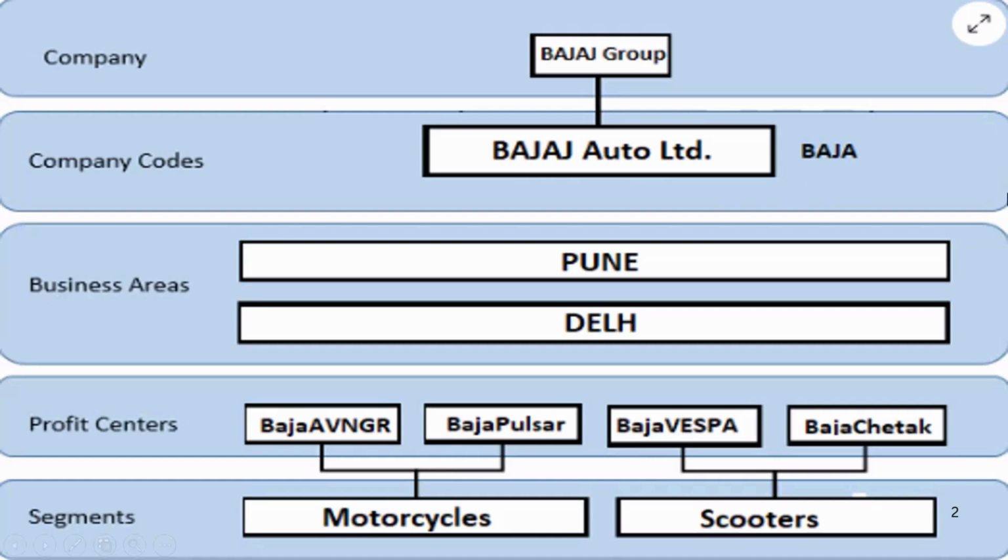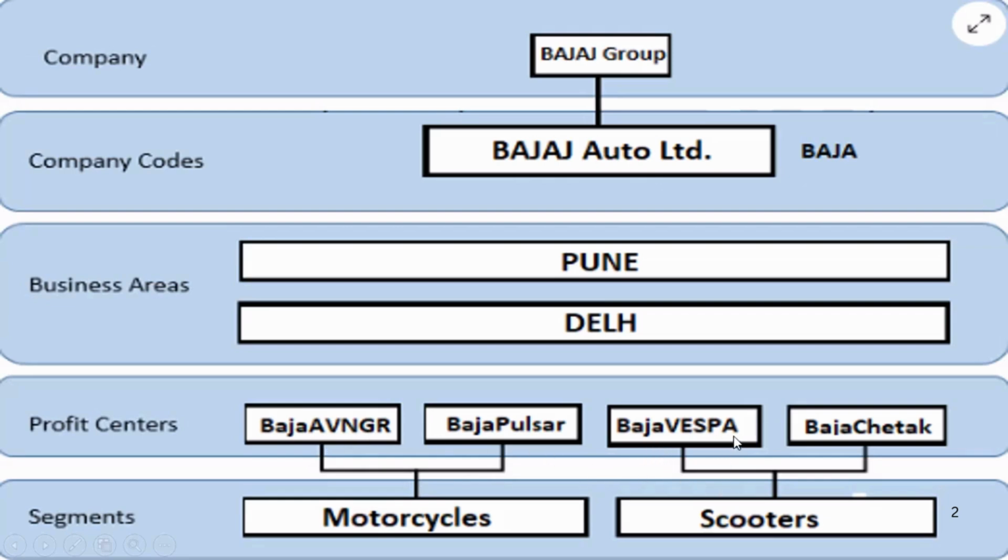Under the Bajaj Group of companies, you have one manufacturing company, Bajaj Automobile Limited. Then they have a business area in Pune and a business area in Delhi, where maybe there's a plant in Pune and a plant in Delhi. Then they have profit centers for each range of bike models, such as Bajaj Avenger, where they get profit from each bike model.